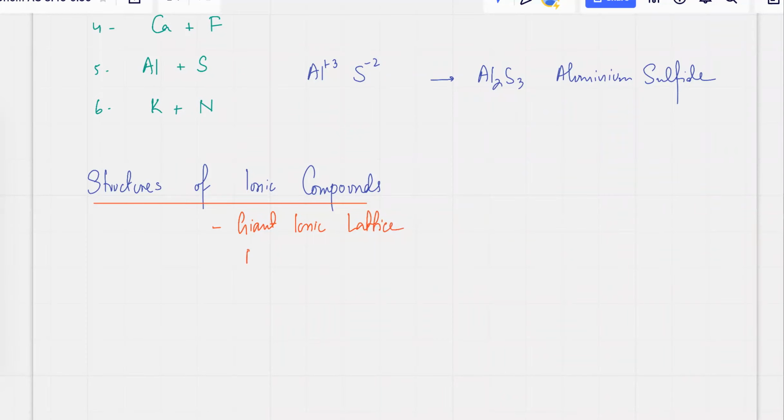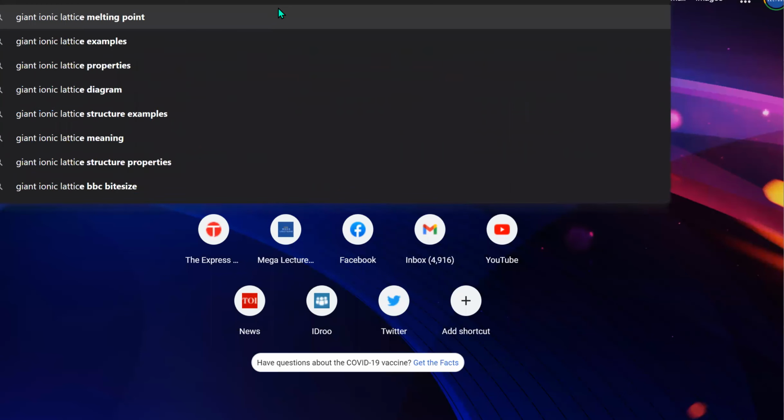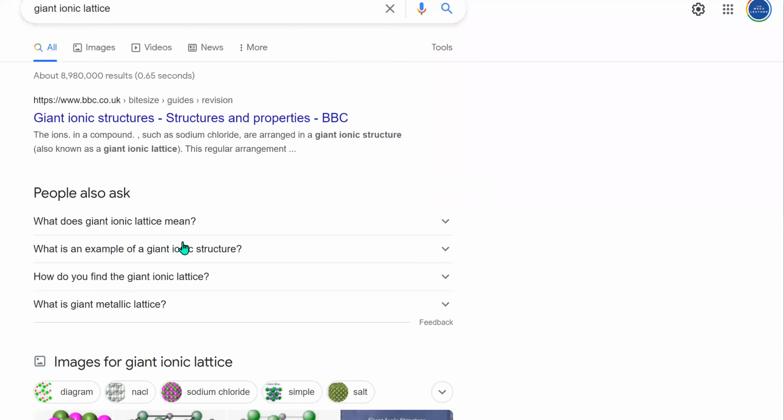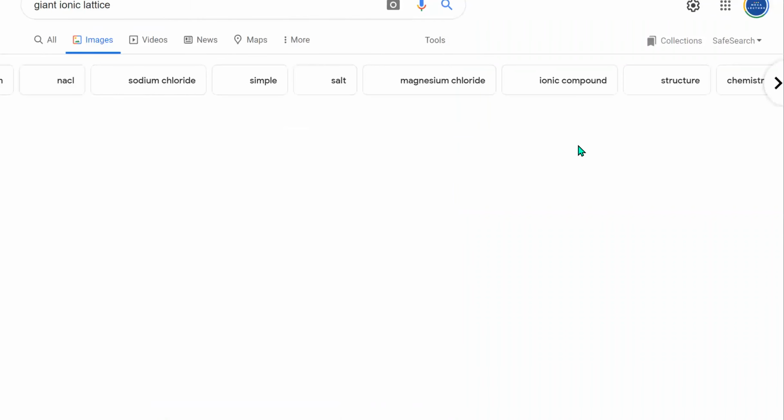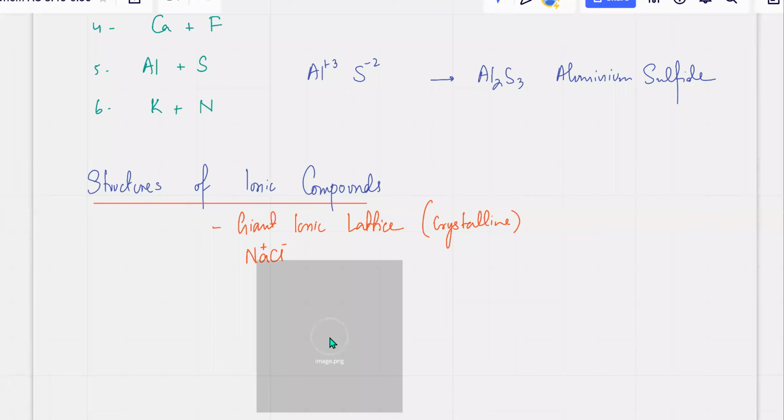So when I say that I've got NaCl, Na is +1 and Cl is -1, and it's also crystalline. So they tend to form crystals. So when I write this formula NaCl, what I'm basically referring to is a giant ionic lattice. I'm just going to show you the image of what this giant ionic lattice looks like. So it's this thing over here. Let me just copy this and bring this image over here.